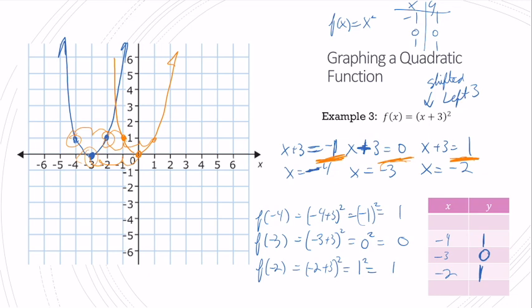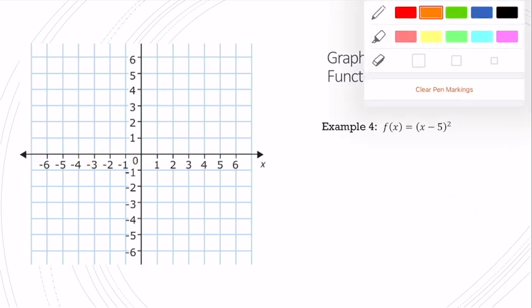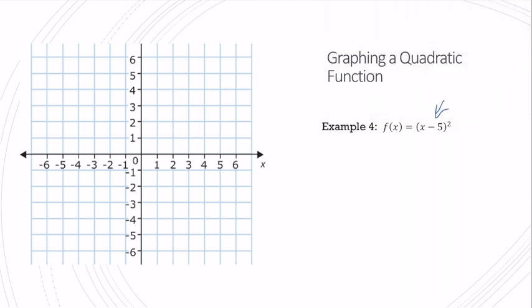Let's try this again. I've got x minus 5 squared. This is going to be shifted right 5. So we have our original parent function. I'll do that in blue. And I can label 5 points because I know what they are. So here's f of x equals x squared. And I'm going to shift everything to the right 5. 1, 2, 3, 4, 5.